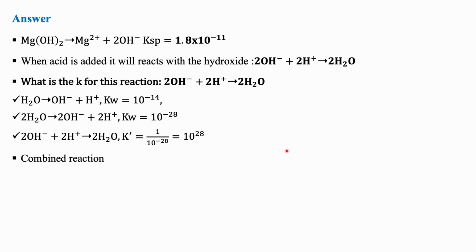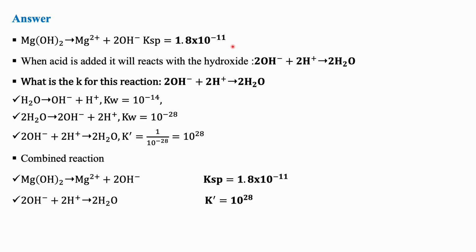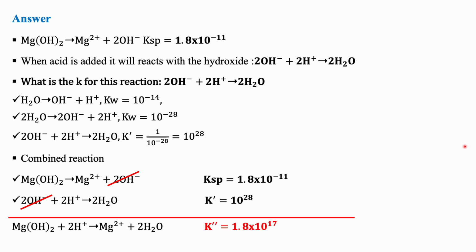After getting the K for this reaction, and with the Ksp for the dissolution, we can write the combined reaction. The first reaction has the Ksp, the second reaction has the K. Then in the combined reaction, this one is the same as this one, so we can cancel the 2. Then we write the overall reaction. The overall reaction is this one.